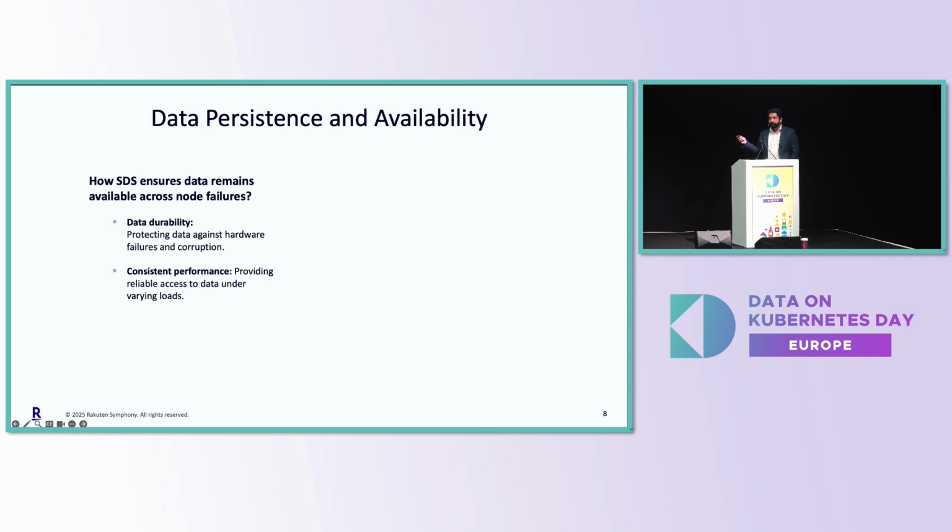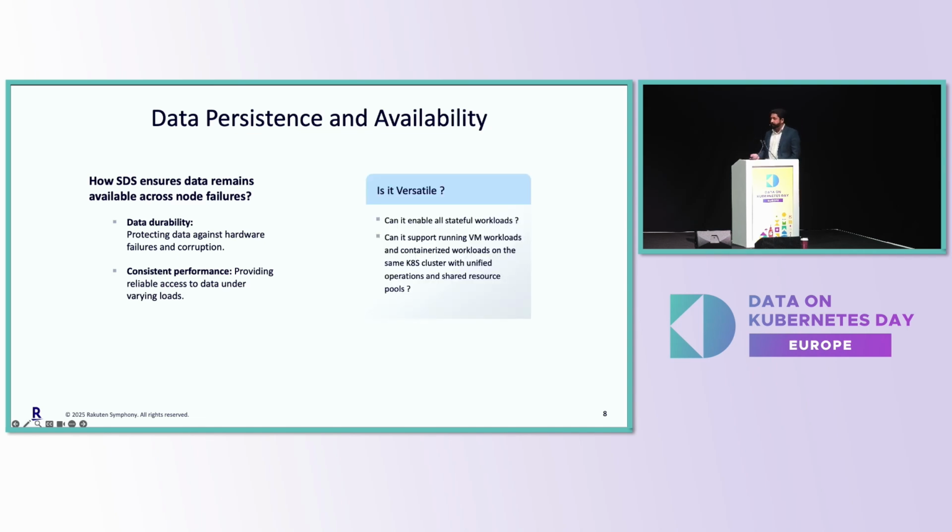Because if a node goes down or a disk goes down, Kubernetes will relocate the pod to an available server. But what happens to your data? If your data is not replicated, it's not protected, right? And now, because you're not in the cloud, you have to deal with all of those things. That's where software-defined storage comes in. So data persistency becomes a key.